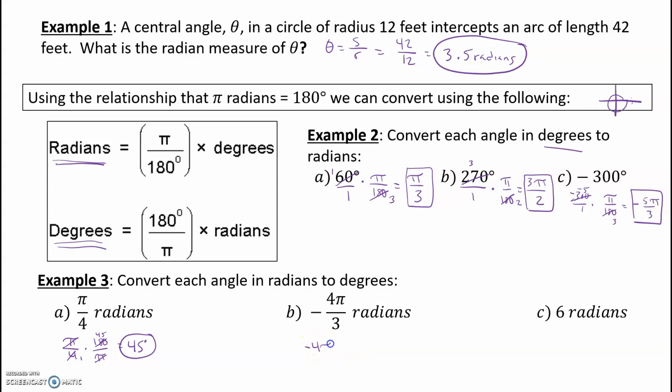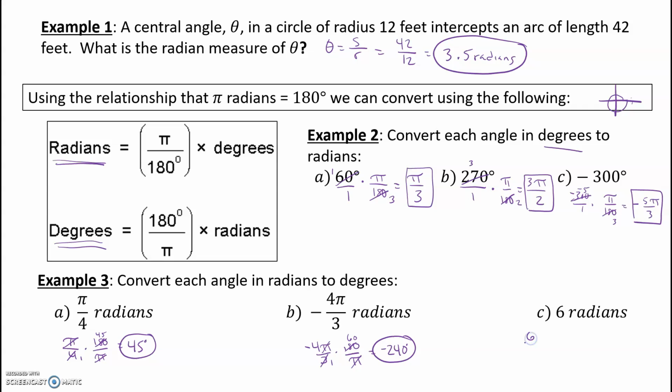Here, negative 4 pi over 3 times 180 over pi. Again, pi's cancel out. Divide by 3, you get 1. Divide by 3, you get 60. And here, negative 4 times 60 gets me negative 240 degrees. So negative 4 pi over 3 radians is the equivalent of negative 240 degrees.